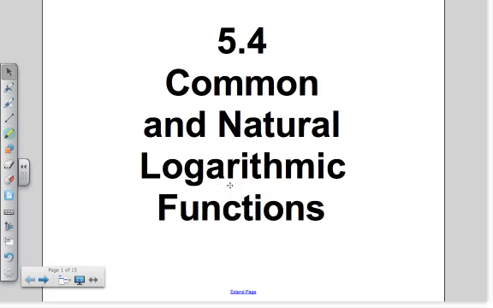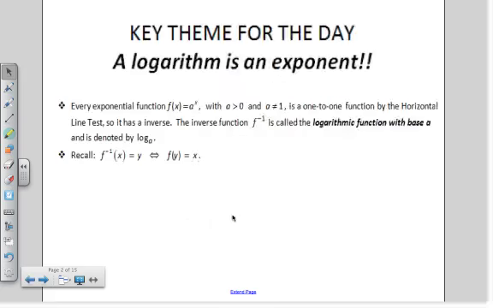Okay, now we are going to shift to a new topic: common and natural logarithm functions. Actually, we've spent the last couple of days working on inverse functions, and that is why we had to do it, because here we go. Logarithms are exponents, and logarithm functions are inverses of exponential functions.